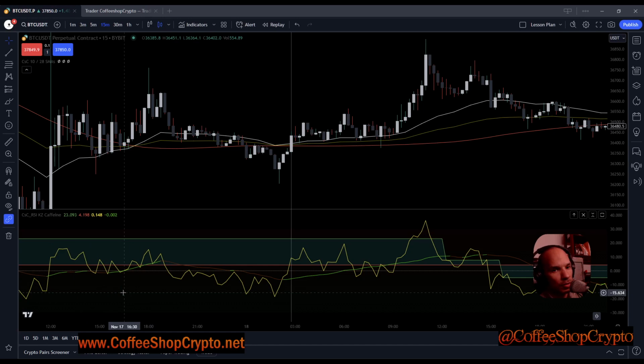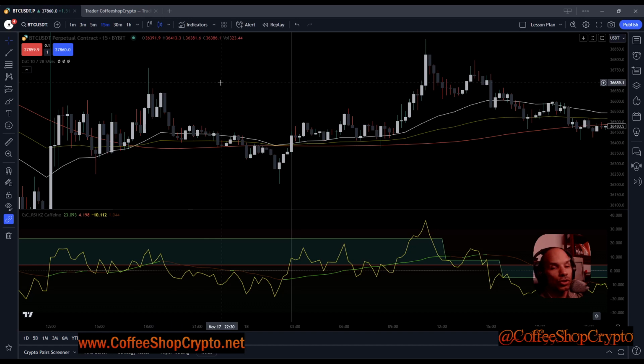It is coffeeshopcrypto.net, where you will be able to get access to this indicator a lot faster than if you try and search for it in TradingView. If you search for it in TradingView, it's a restricted indicator. You have to follow the steps to be able to get access, and that is done through the website. So go to the website and get access to the indicator.